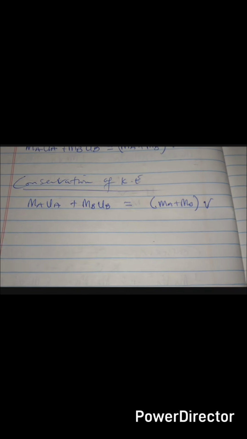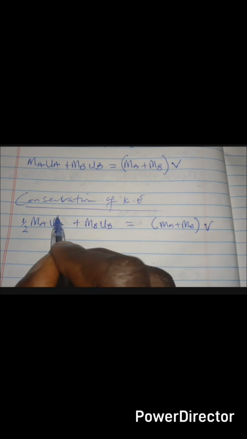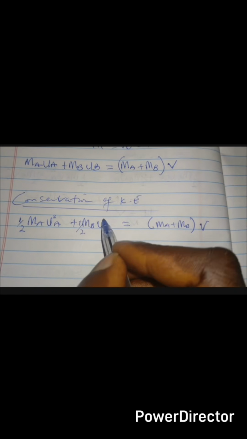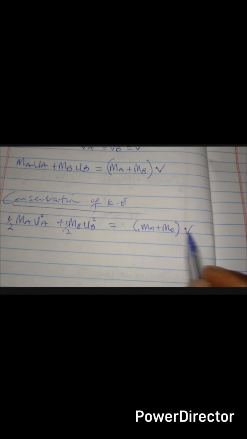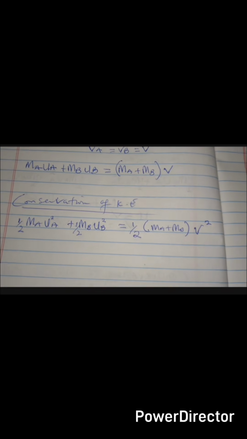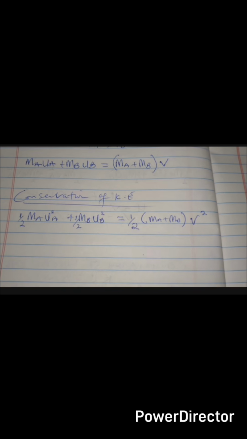For the conservation of kinetic energy, let's introduce half here, then square the velocity. Introduce half here, square the velocity. So that's how it will be for inelastic collision.